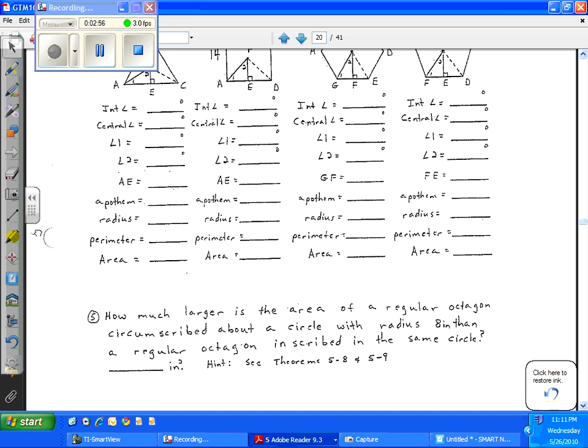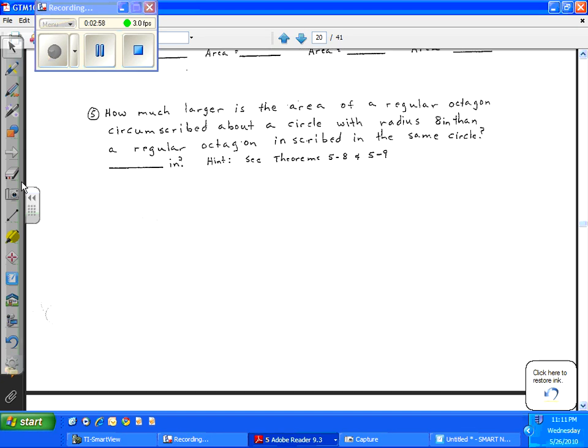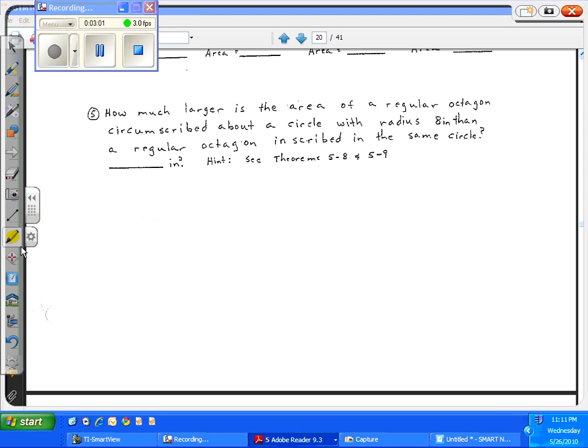And we're going to let you go through those things and practice those. Let's look at number 5. How much larger is the area of a regular octagon circumscribed about a circle with radius 8 than a regular octagon inscribed in the same circle? Hint, use theorems 5, 8, 5, 9.